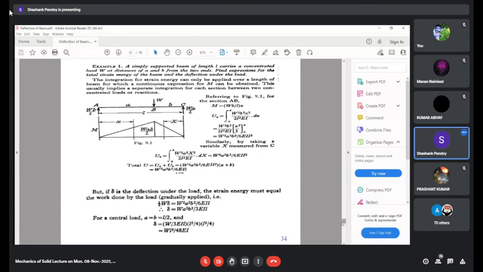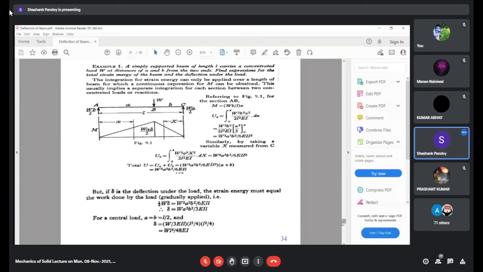A simply supported beam of length L. If you have a beam simply supported with length L, and a and b are the corresponding distances from the left and right support, and W is the concentrated load. We can easily determine the reactions at the extreme ends, that is RA and RC, the reactions at points A and C, which are the points of supports. Now we need to determine the total strain energy of the beam, in deflection under the load.